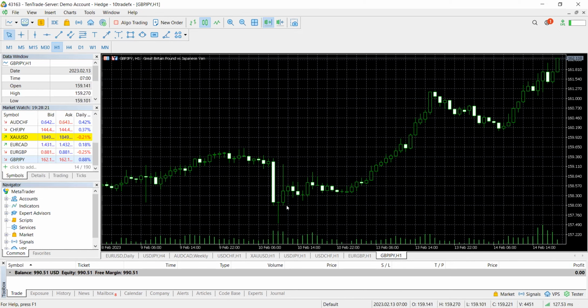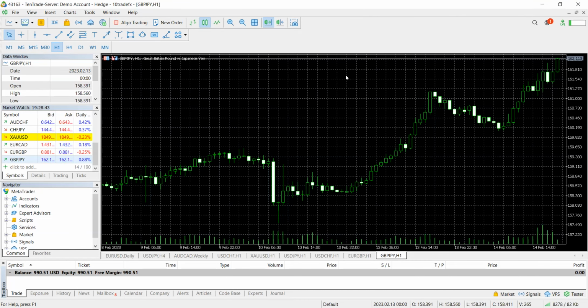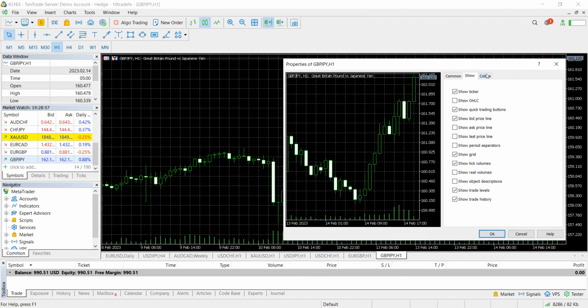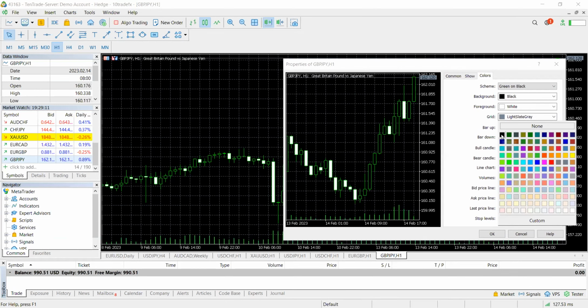So let's just quickly edit this chart to reflect the colors that you like. If you like this color that is there, you leave it as is. But I want to change it to something that resonates with my person. So I right click anywhere on this chart, and at the very bottom of that box, I'll see properties. When I click on properties, under colors, the last option under colors, this is where I'll set all my colors. So scheme, let me leave this background black, foreground white, grid. I don't like the grid. I'll just change it to black.